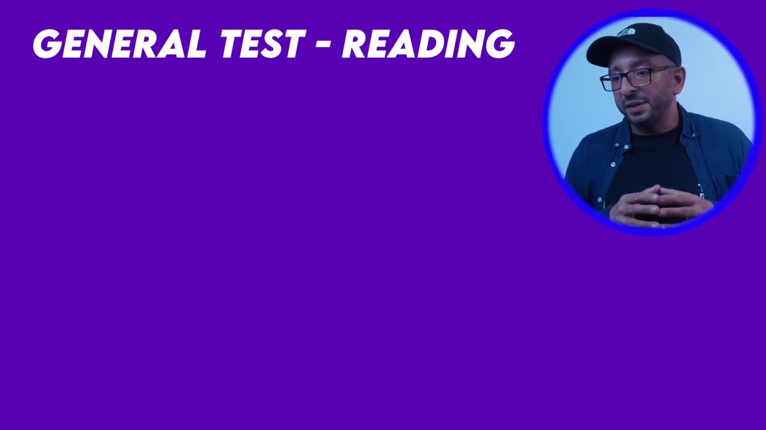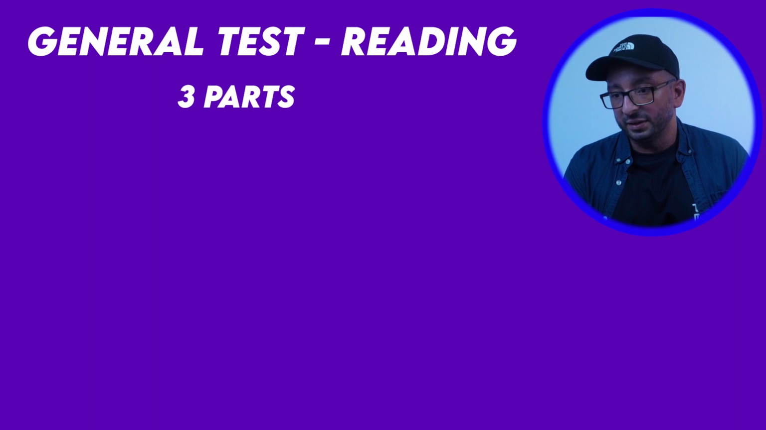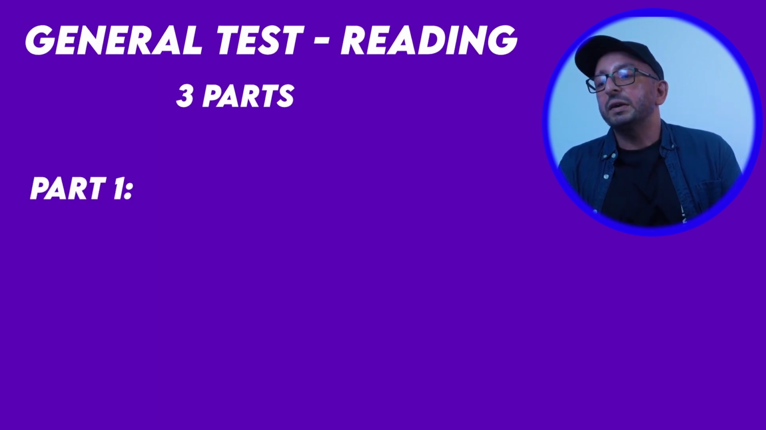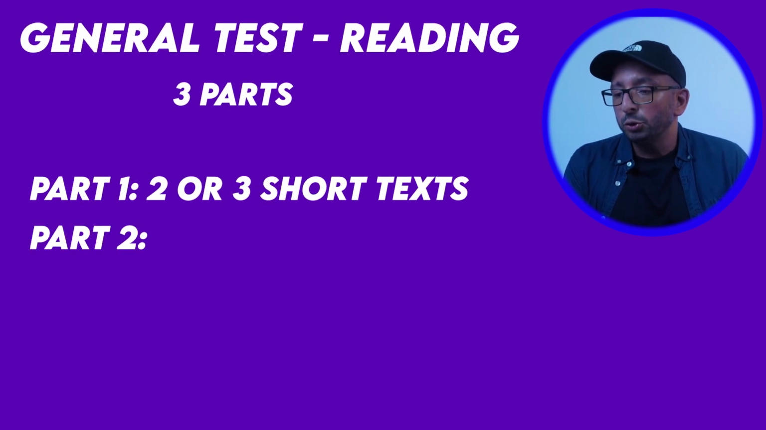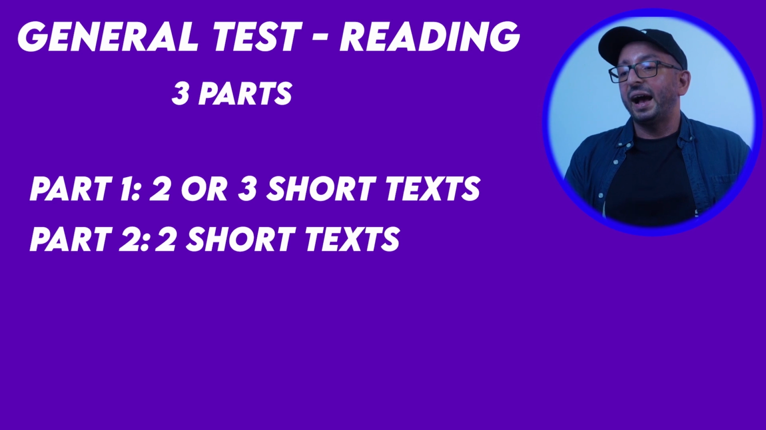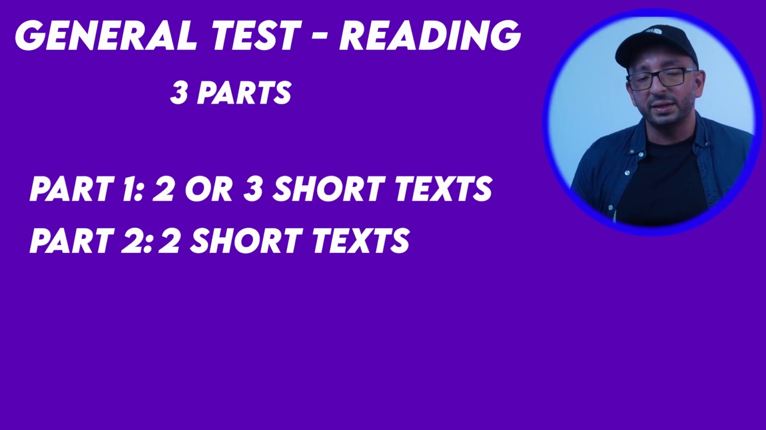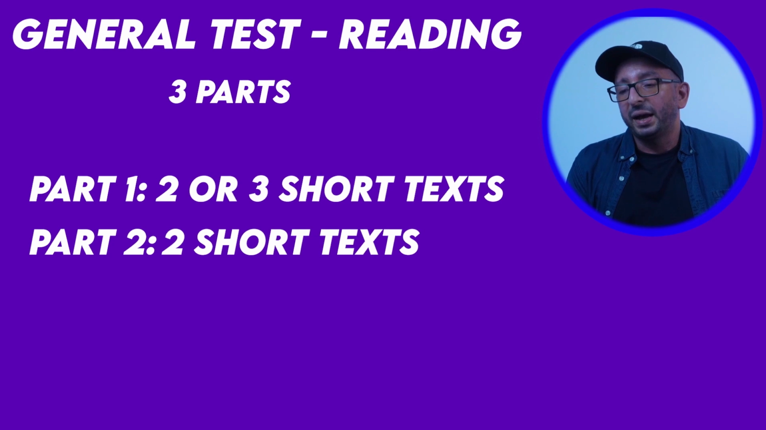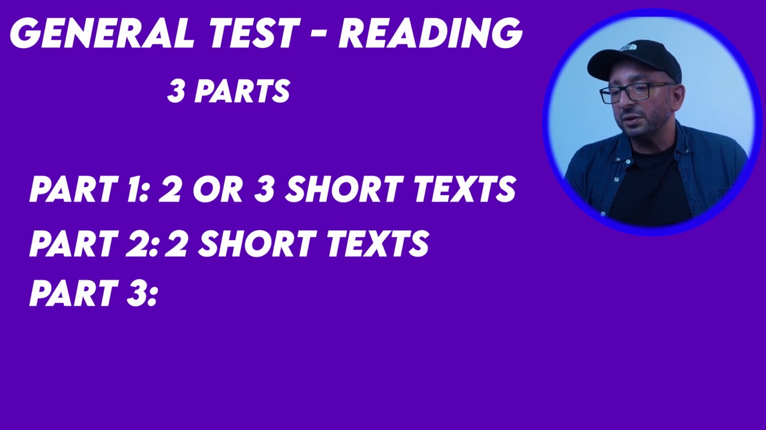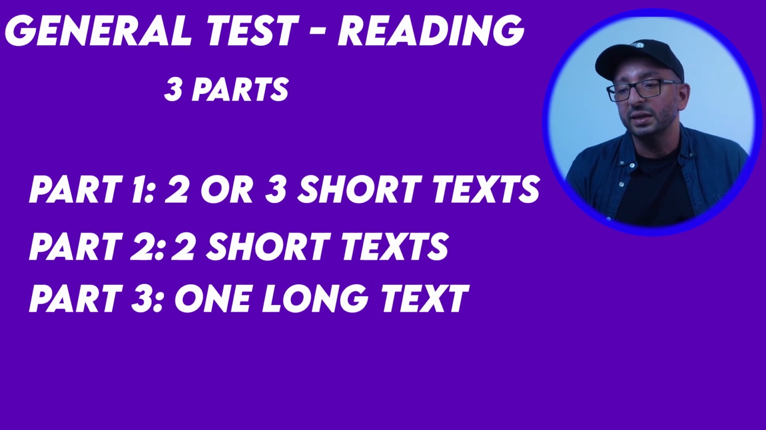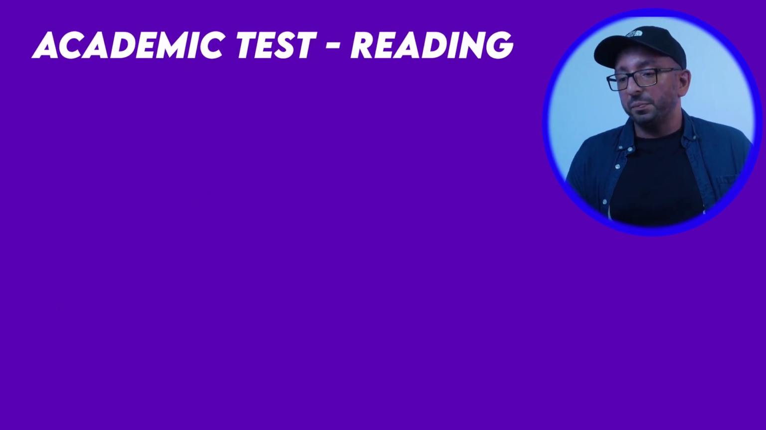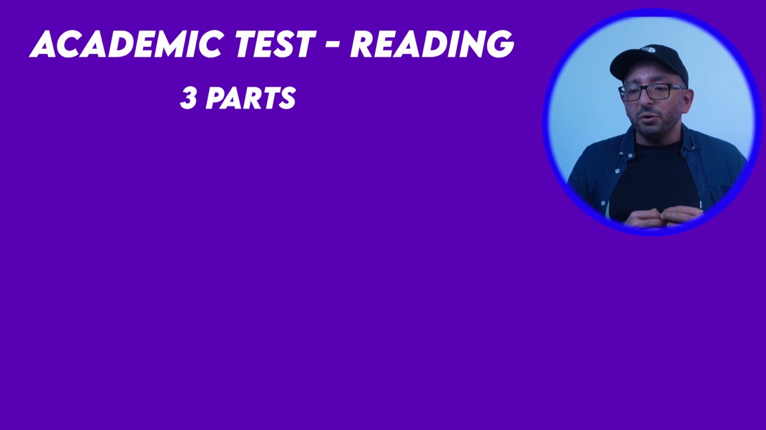Now in this part of the exam, the reading section can be broken down into 3 different parts. Now in the first part, you will be given 2 or 3 short texts, and in the second part, you'll be given 2 short texts, and the texts are normally about topics such as work. And in the final section, you'll be given 1 long text, and the topic of this long text is usually just a general topic.